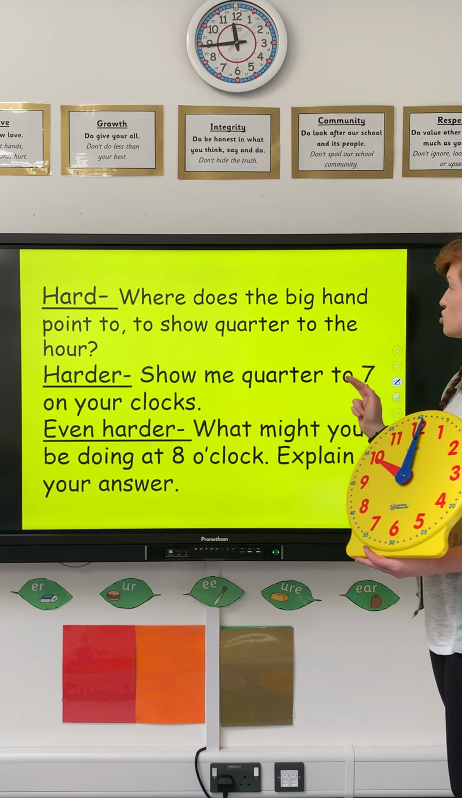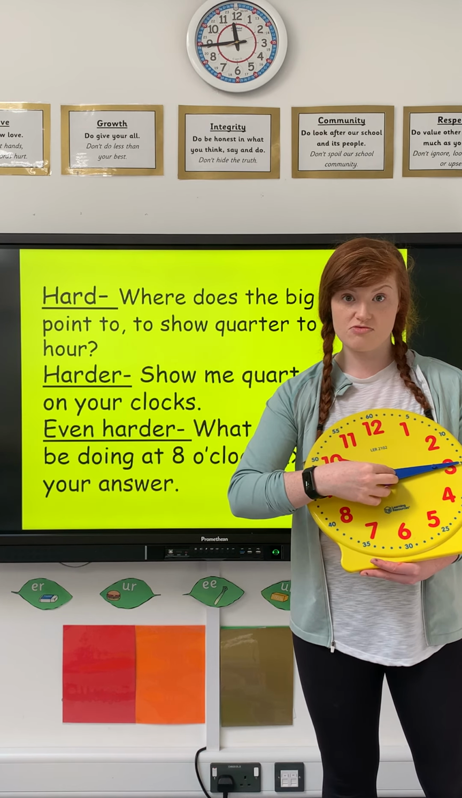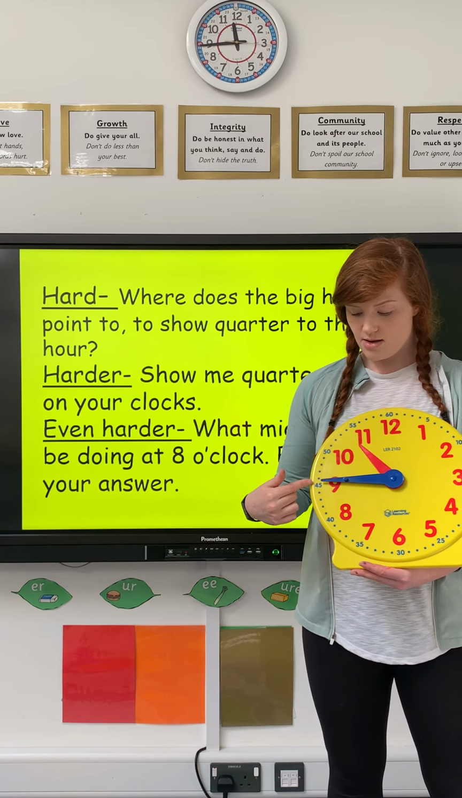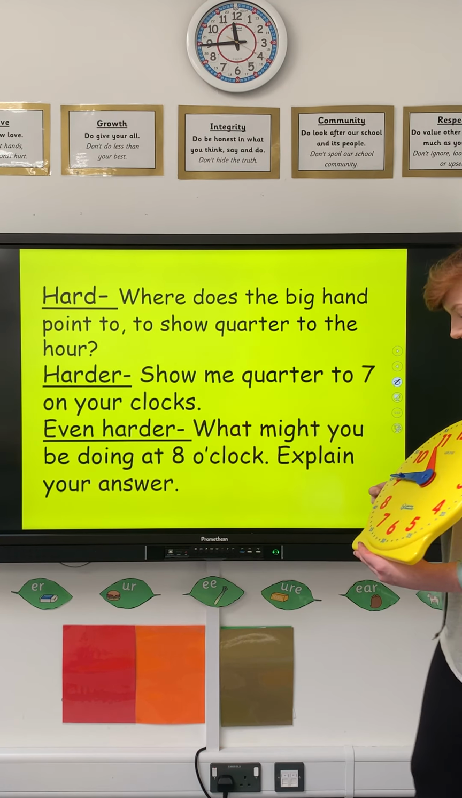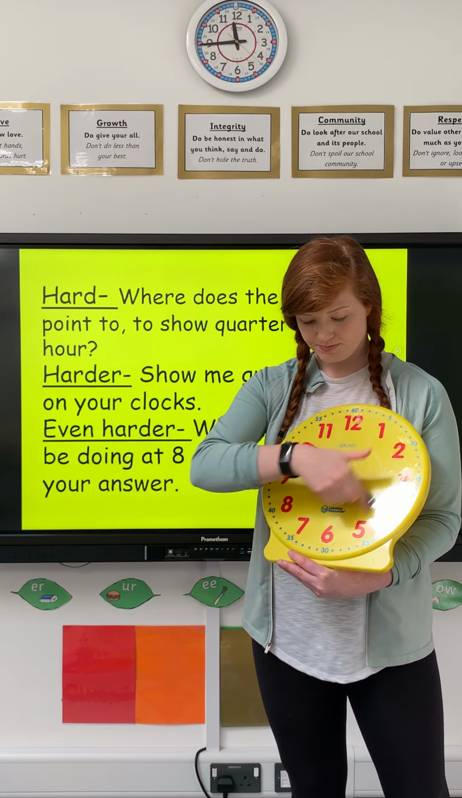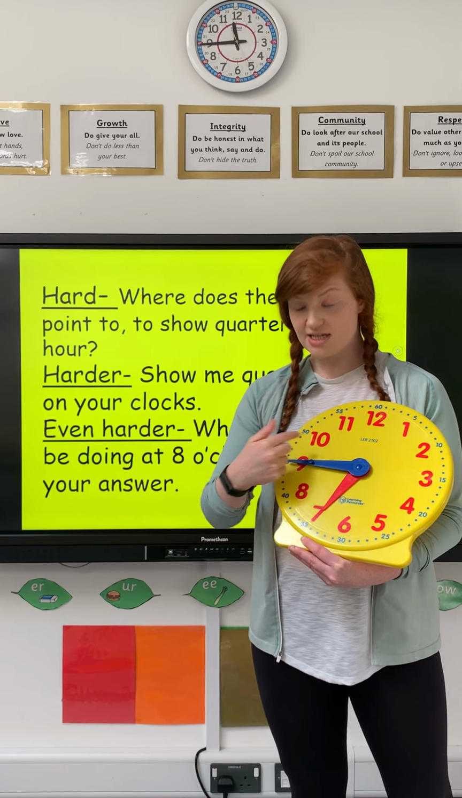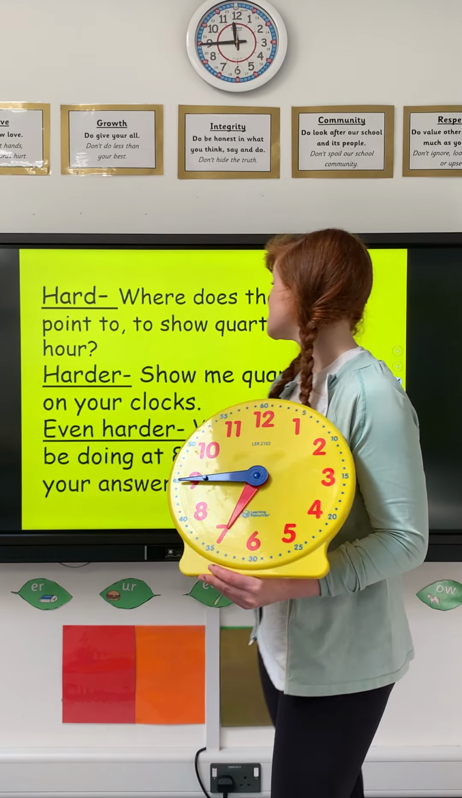So we'll start with hard. Where does the big hand point to show quarter to the hour? So I know that quarter past, it points to 3. Half past, it points to 6. Quarter to, it points to the 9. Show me quarter to 7. So again, it's not gone past that 7 yet. So it's just before the 7, quarter to 7.